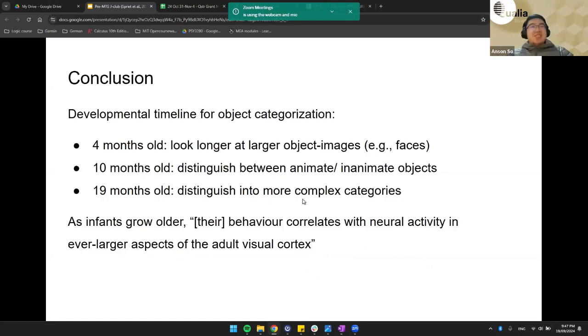So the conclusion was that for 4 months old, infants can look at certain visual aspects of the image, so they can distinguish between large and small images. And what they've realized is that since most of the human face images are quite large in their image set, infants can categorize based on faces compared to, say, bodies.